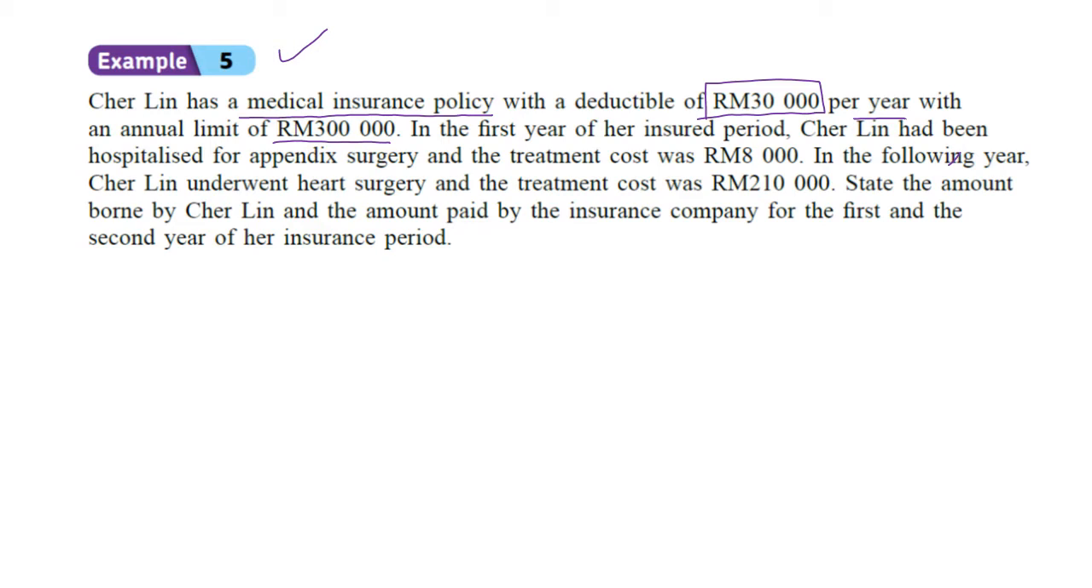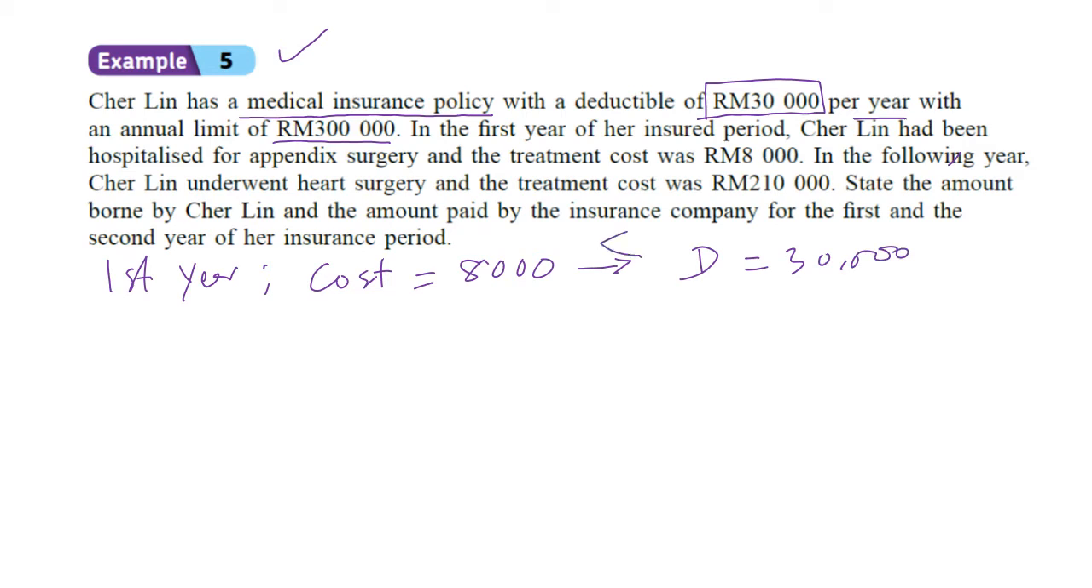For the first year, the treatment cost is 8,000. The deductible is 30,000. It is less than the deductible, so Cherlyn cannot claim.